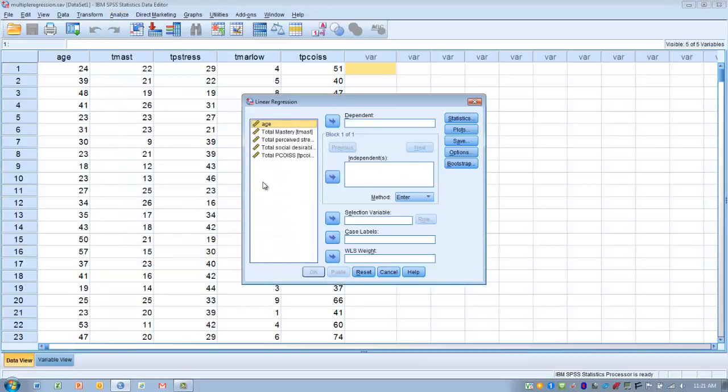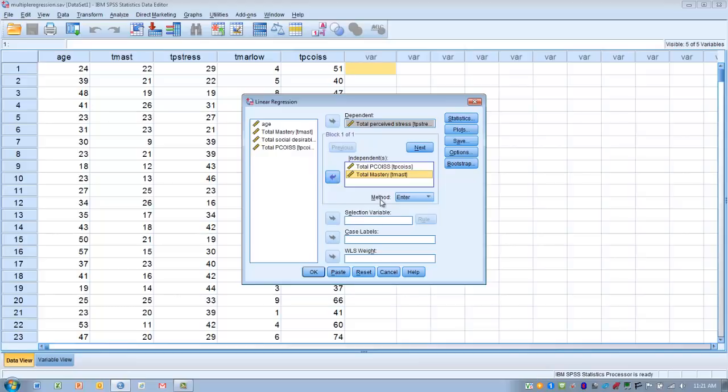So we're going to take our numeric dependent variable or outcome, in this case total perceived stress, and move that into the dependent variables box. And then our two independent variables, the internal states measure and then the total mastery measure, move those into the independent variables box. We're saying that those are going to be our two predictor variables.